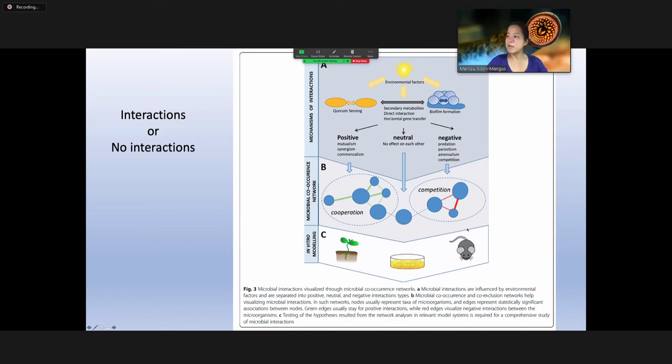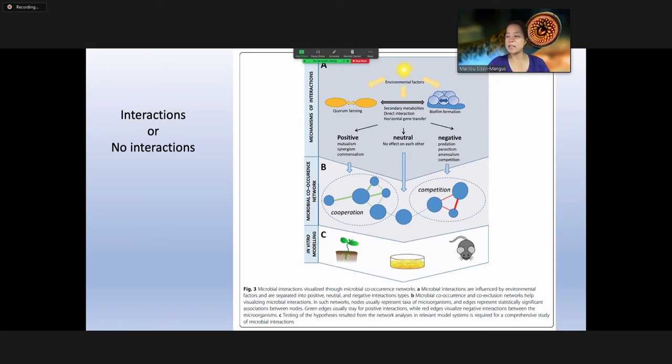So normally it's being represented as red for parasitism or negative interaction, and green for positive interaction. So you can do this with QIIME, actually. I think you can visualize this using, it starts with letter C. It escapes me now. And of course, if you want to study further their interaction, you can make gnotobiotic systems.